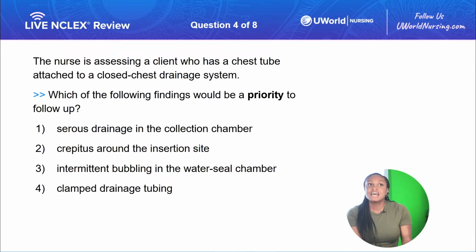Next question. The nurse is assessing a client who has a chest tube attached to a closed chest drainage system. Which of the following findings would be a priority to follow up? Option 1, serous drainage in the collection chamber. Option 2, crepitus around the insertion site. Option 3, intermittent bubbling in the water seal chamber. And option 4, clamp drainage tubing. Let me know what you guys think in the chat.